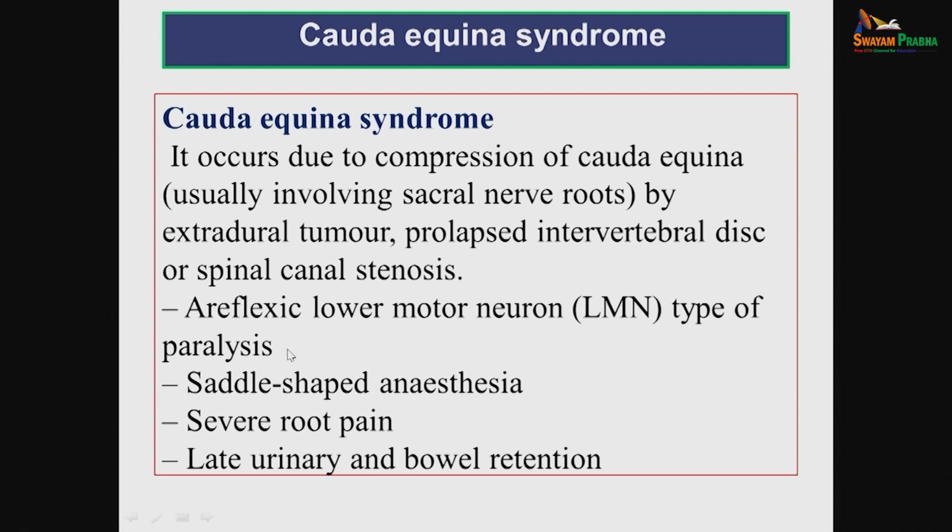Patients with this syndrome present with lower motor neuron type of paralysis. There is going to be saddle shaped anesthesia. The patient will also complain of severe root pain. In a later stage, the patient can have urinary and bowel retention. So, we have talked in detail about the cauda equina and its applied anatomy.